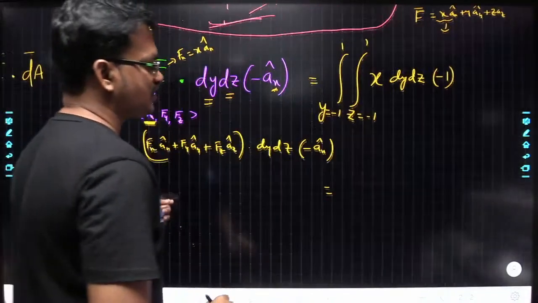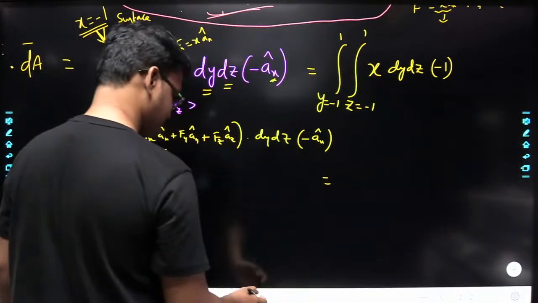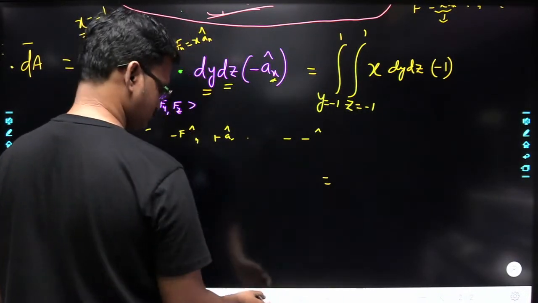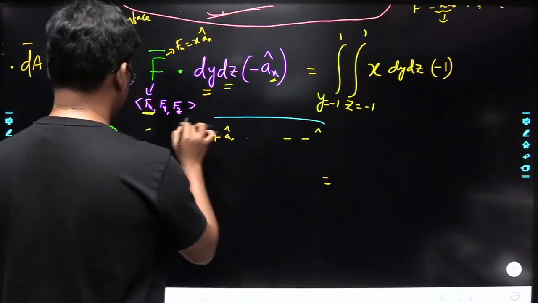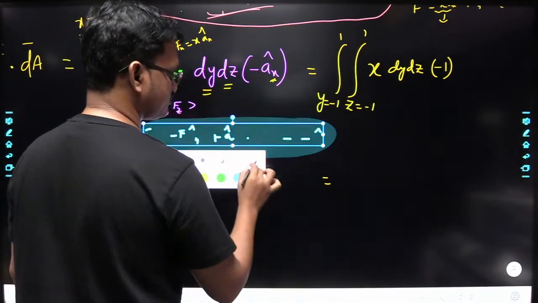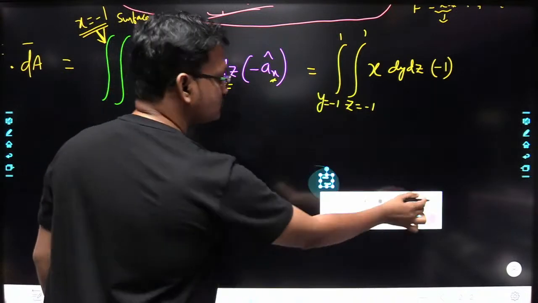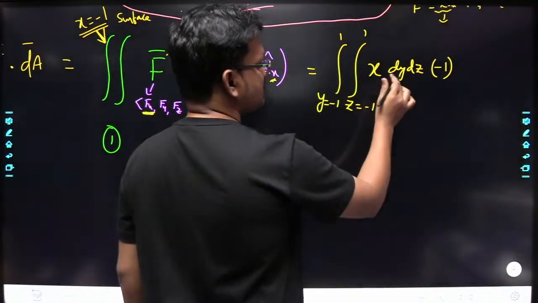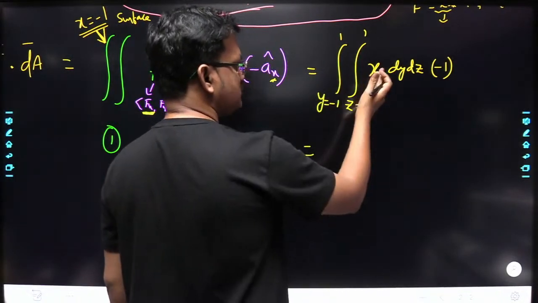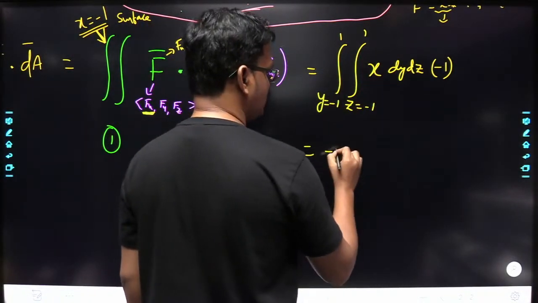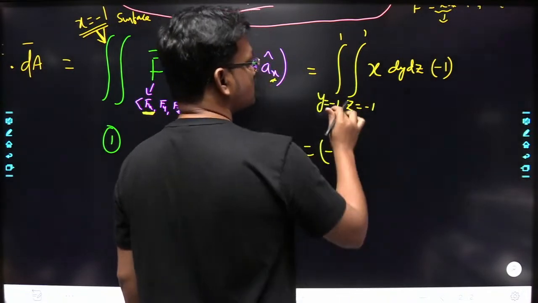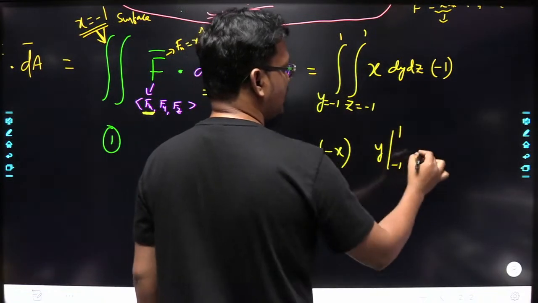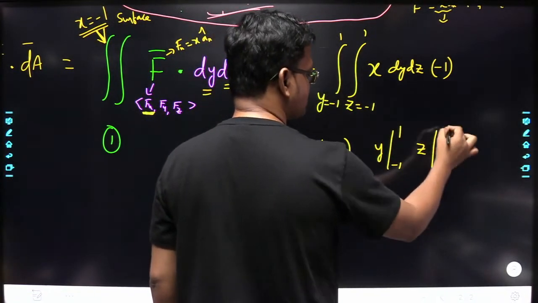Okay, now see here. What are you going to get? x is constant with respect to these integration variables, so take it out of the integration. You are going to get minus x. The integral of dy is y, with range from -1 to 1. The integral of dz is z, with range from -1 to 1.